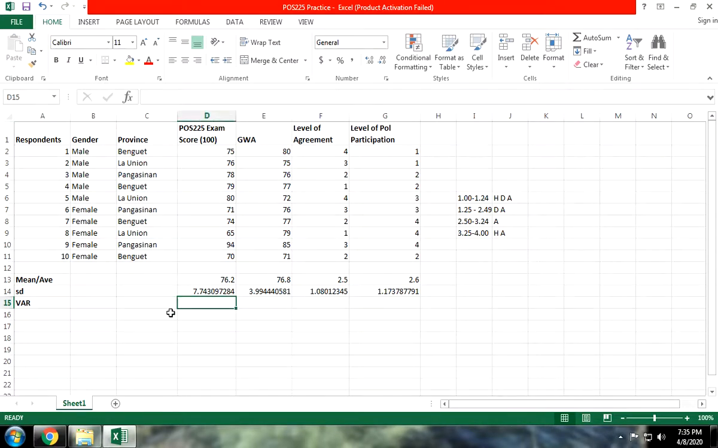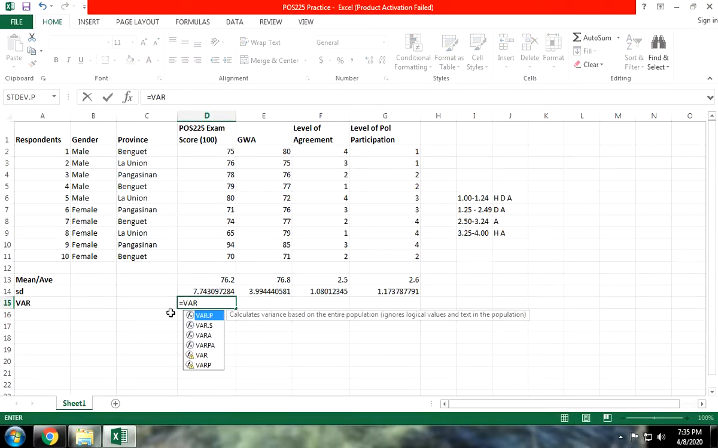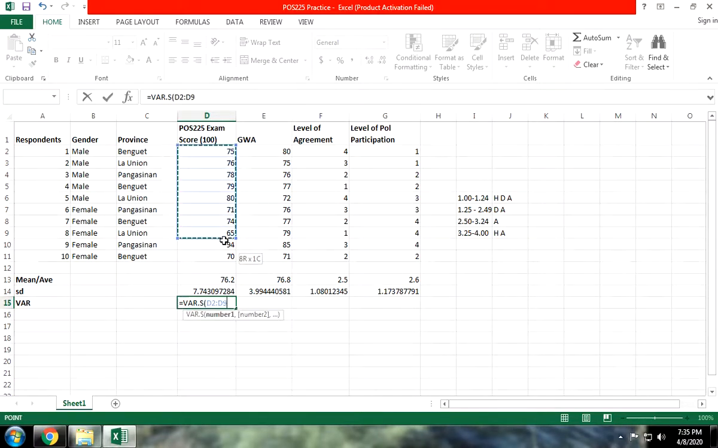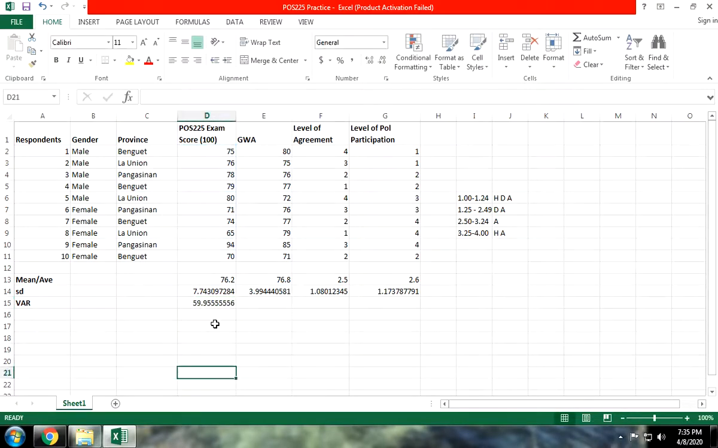Lagay na natin variance. So lagay natin yung variance, may var.P at may var.S. We click on the S. Okay. Click on the S. Select din natin dito. Ayan, 59.95, gaganyan din natin. Okay. Tanda natin that in terms of standard deviation and variance, commonly mas mataas yung variance, although there are some instances na mas mataas yung standard deviation, di ba?